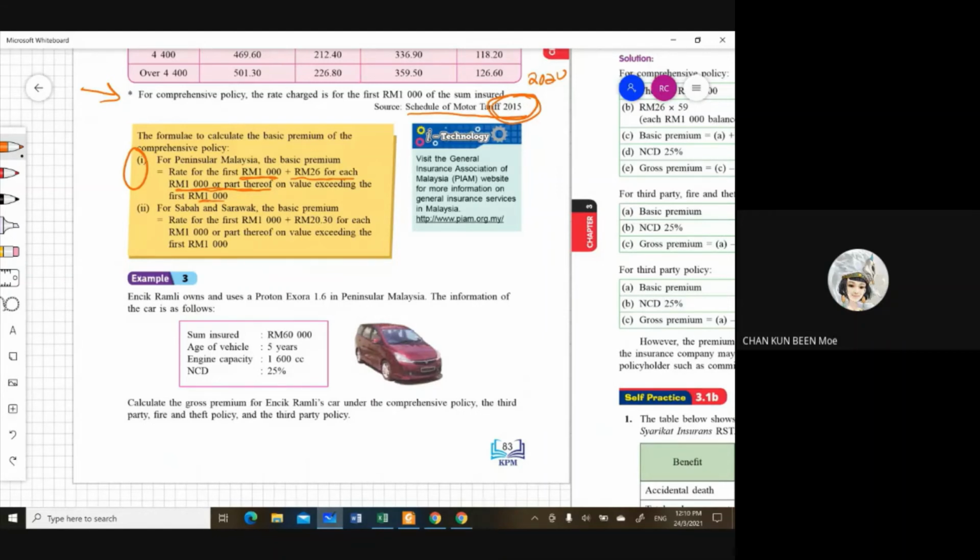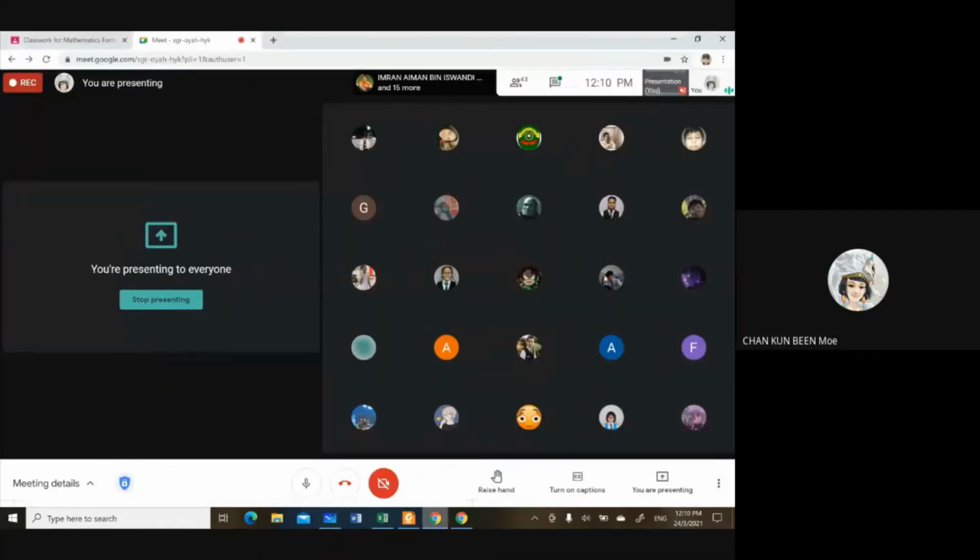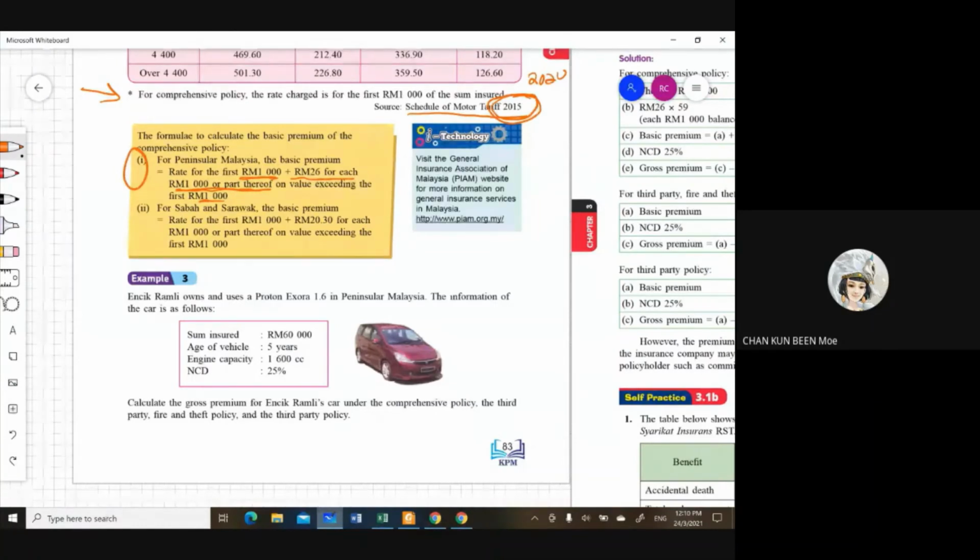Okay. For example, if you bought a new car, you are going to insure your car for a sum of money. If you buy a very good car, for example, what car do you like? Tell me, what car do you like? Anyone? What is your dream car? Kancil. You want Kancil? Give me a better car. Myvi, madam. Okay, Myvi. Okay, we go for Myvi.